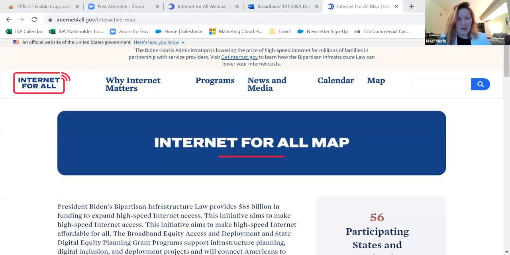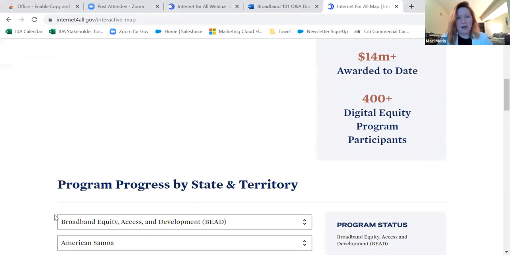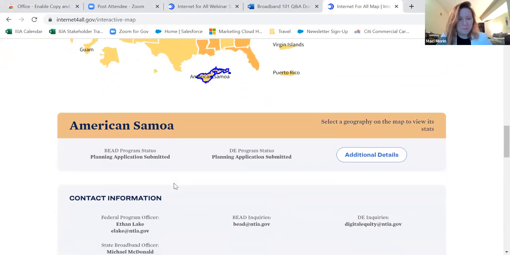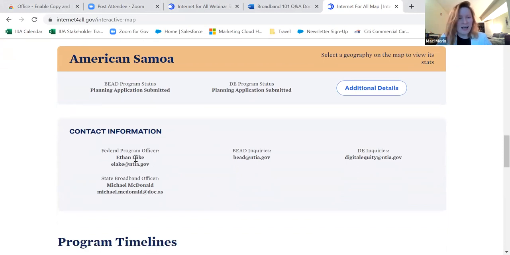So if I can just show you guys real quickly, I think you might find this beneficial. It's our Internet for All map that we just deployed not too long ago on our Internet for All website. And here you can go in and there's a map at the bottom. So you can click on a state, like right now I selected American Samoa, and you can see who the federal program officer is. So you can email that person. In this case, it's ethanlake@ntia.gov. We also have a contact for the state broadband office you can reach out to specifically.